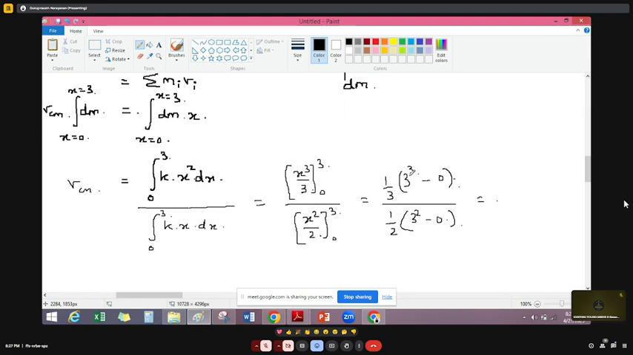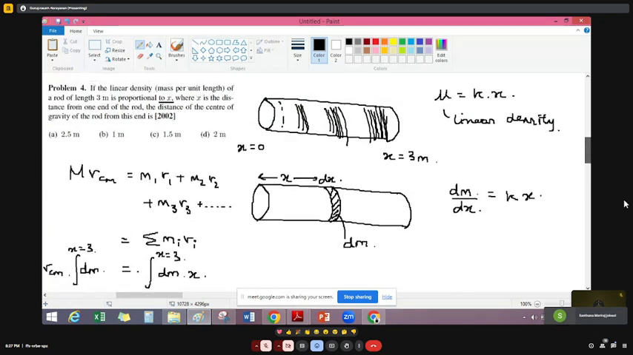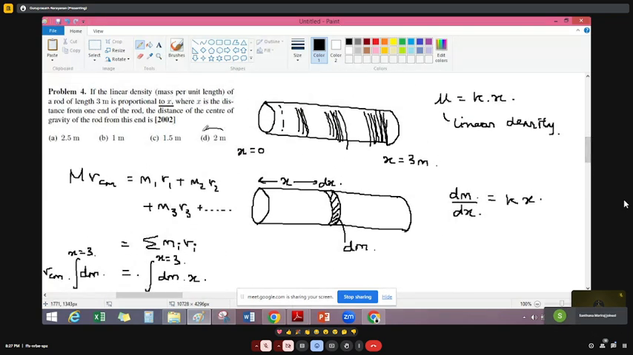So 3 squared and 3 squared will cancel. So I'll get a 3 here. 3, 3 will cancel. So this 2 will go to the top. That will be only 2. So the RCM is 2 units. So that means 2 meters will be the correct answer.